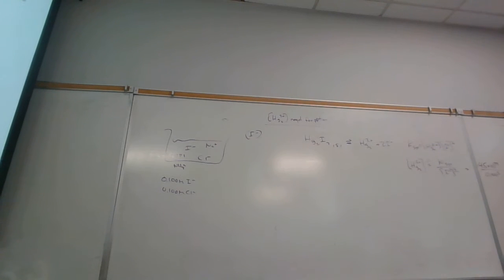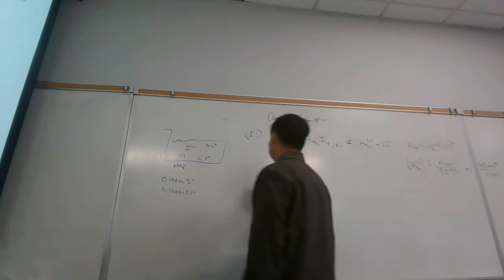Now, if I change this, so for example, let's say I have lots of iodide. If I make the iodide 10 times more concentrated, then that means I need less mercury. I need 100 times less mercury. What about chloride?